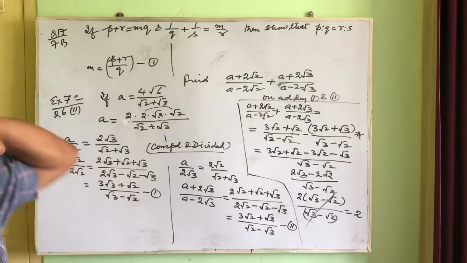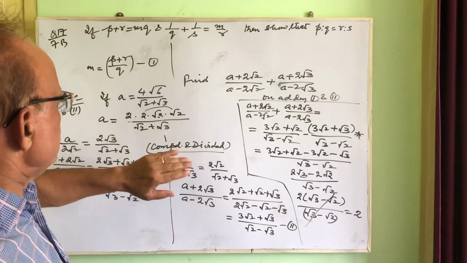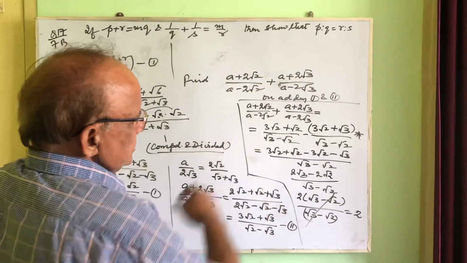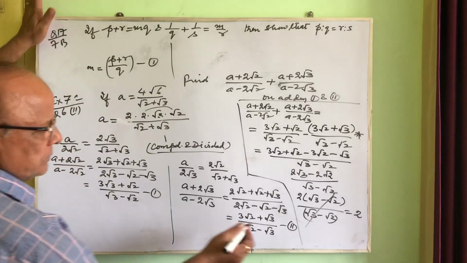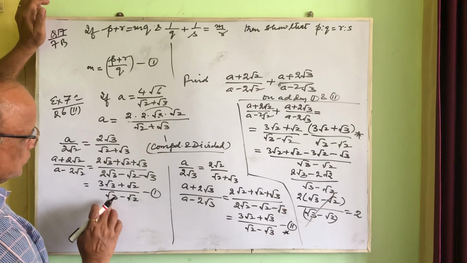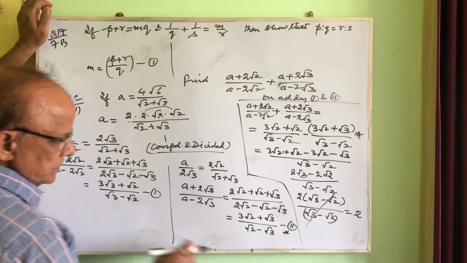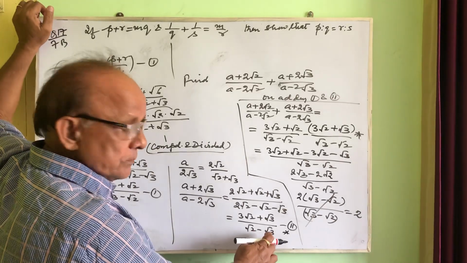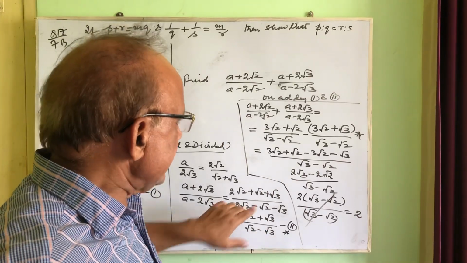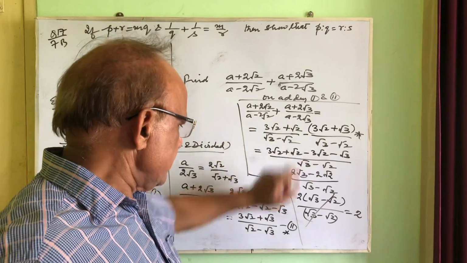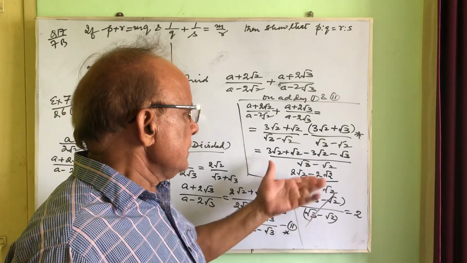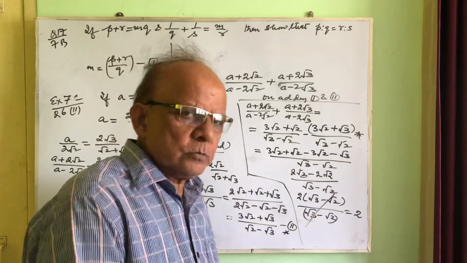We'll get this. Now we have to add these two, because finally we have to find the value of these two. On adding, you have to take care. Here the denominator is root 3 minus root 2, there the denominator is root 2 minus root 3, just the reverse. That is why I have taken minus sign common here. That minus and plus will become minus, and this will become root 3 minus root 2 instead of root 2 minus root 3. Now take LCM and solve it. Your answer will be 2. That's all.